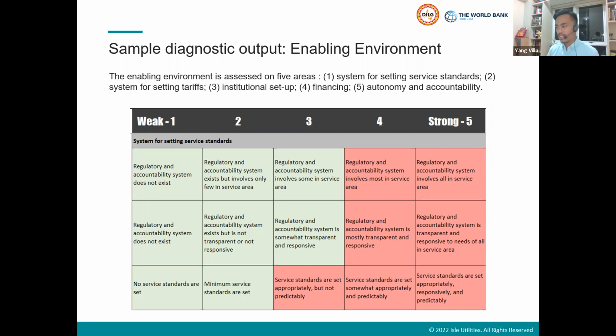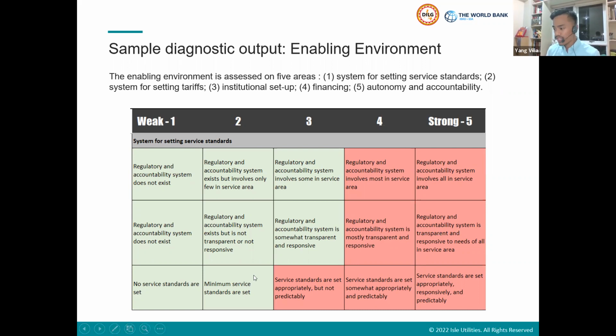The table that you're seeing here is specific to the system for setting service standards, which is the basis for regulation, right? You do need to set minimum standards or targets for utilities and benchmark them or assess them against those standards on a regular basis. For this utility, we can see that they are on a mid-level of maturity in terms of setting service standards. There is some regulatory and accountability system in place. It is somewhat transparent and responsive, and both of these can still be improved by designing a regulatory process and governance system for this utility.